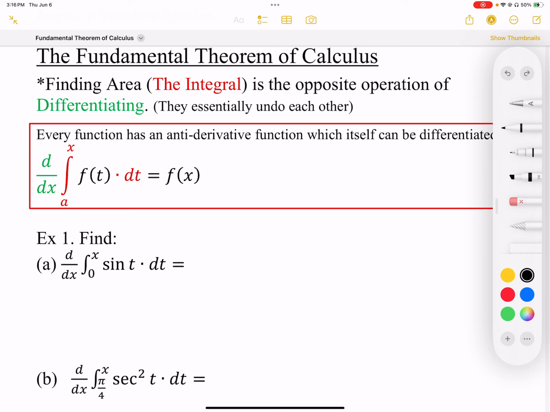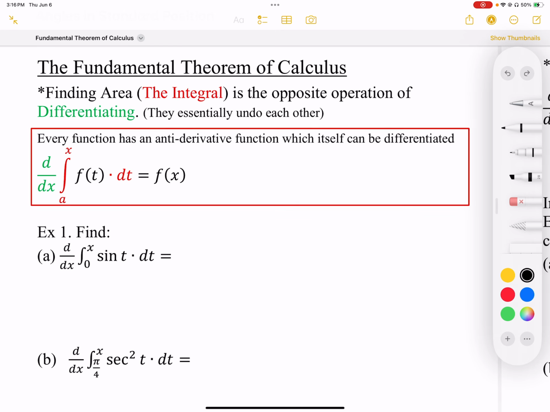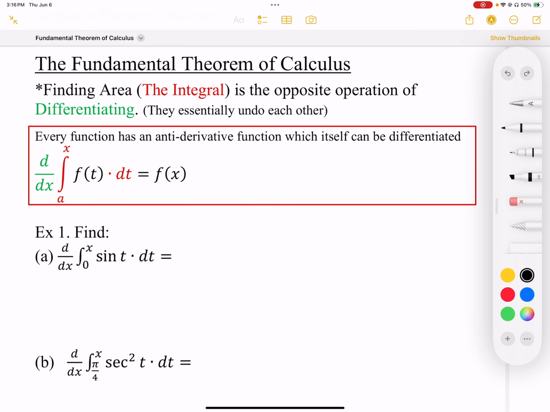Okay, so in math, we have these opposite operations like add and subtract, times and divide, squares and square roots. So the integral and the derivative can be thought of as opposite operations, just like those other opposites are. So they essentially undo each other. So that's part one of the fundamental theorem of calculus.